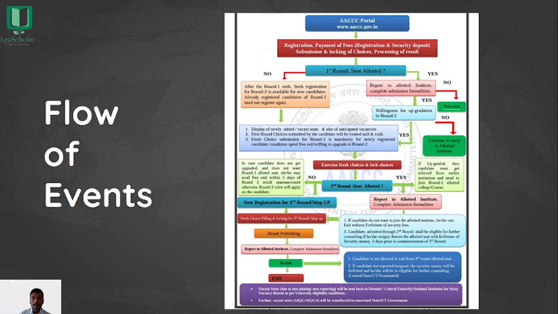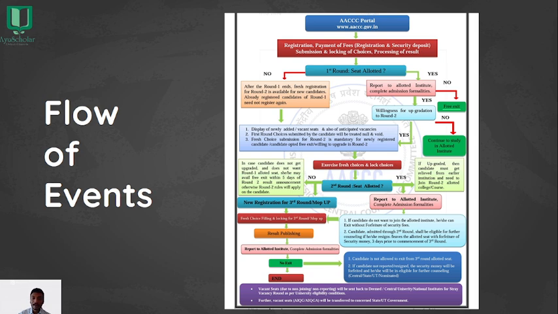Then if the candidate did not get a seat in the first round but gets a seat in the second round, he can directly go and report to the allotted institute itself. Now, if the candidate also did not get a seat in the second round, he can move forward to the third round, the mop-up round. The other condition possible is the candidate has got a seat in the second round, but he does not want to take that seat. If he wants to give it up, he should do so within a specific time window, that is 5 days.